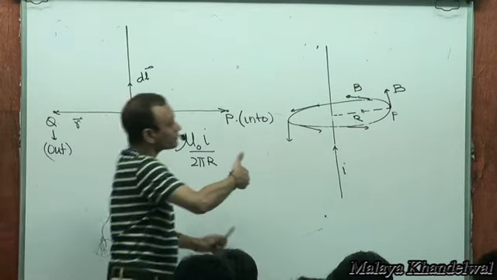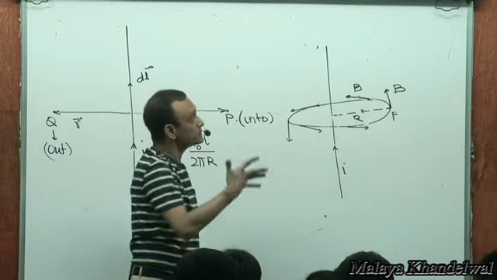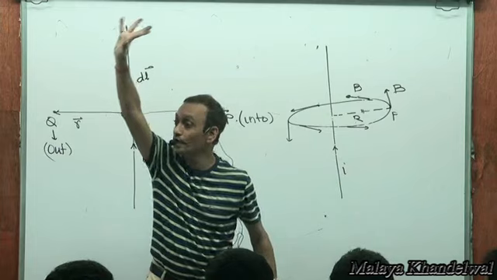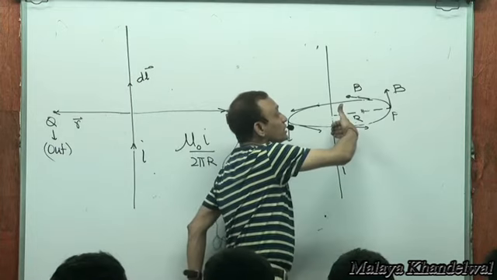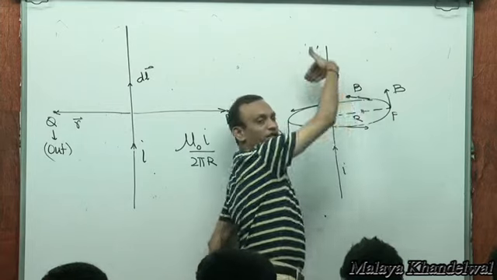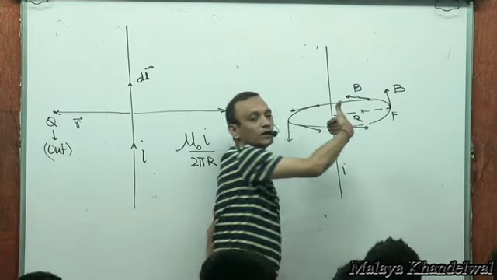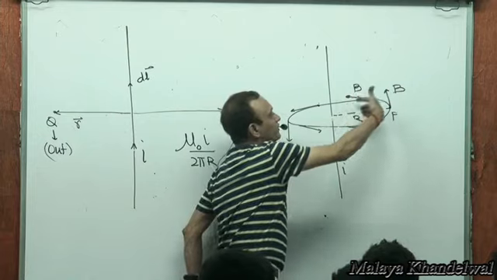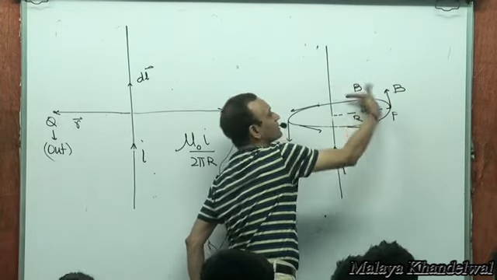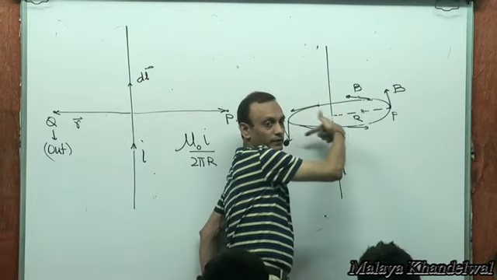Right? And the way you can remember this is, if you take your right hand and you curl your fingers and put your thumb in the direction of the current, then look at the curling of the fingers. The curling of the fingers will give you the direction of B. The B's are directed this way, right?